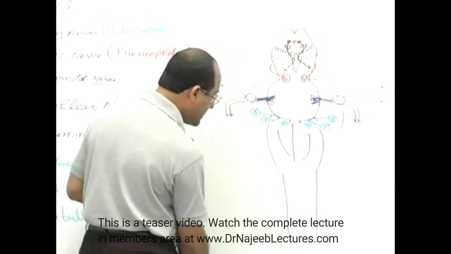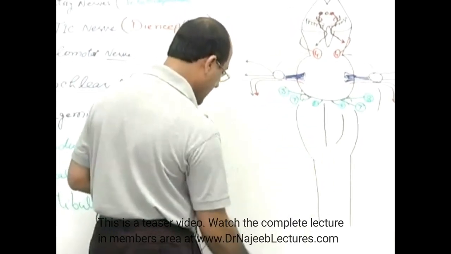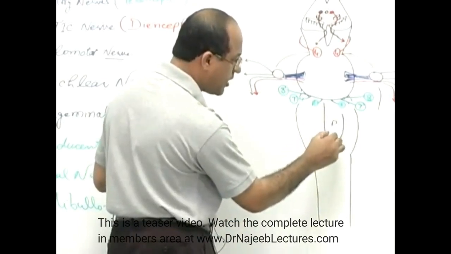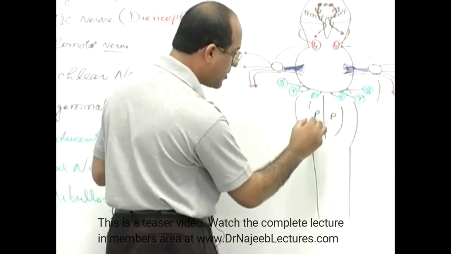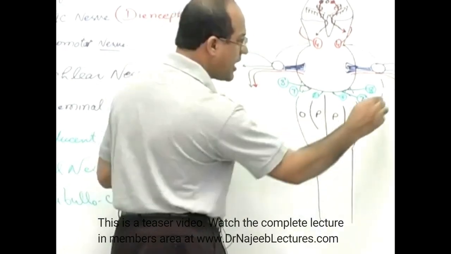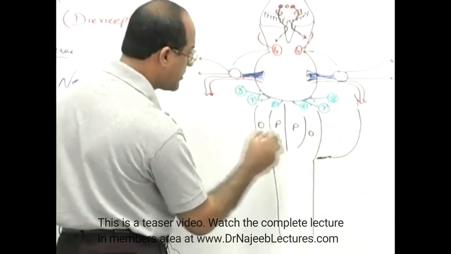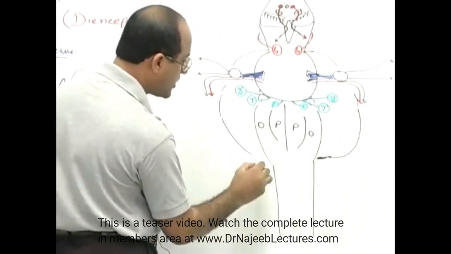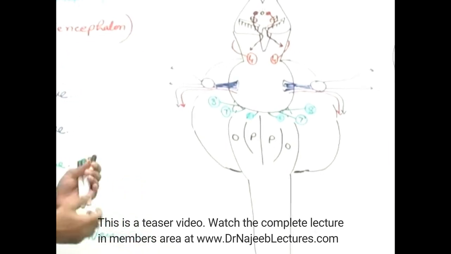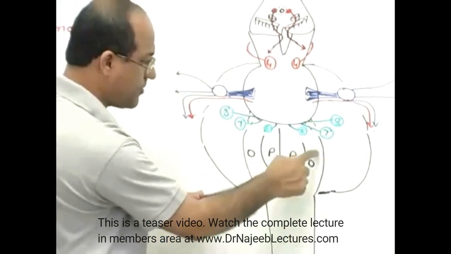Now, in this area there are two swellings related to the medulla, just on the side of the median. This area is called the pyramid, right? And on the sides of the pyramid there is the olive. And on the side of all these structures, what is here? Yes, cerebellum. Is that right? Now, this is the olive.